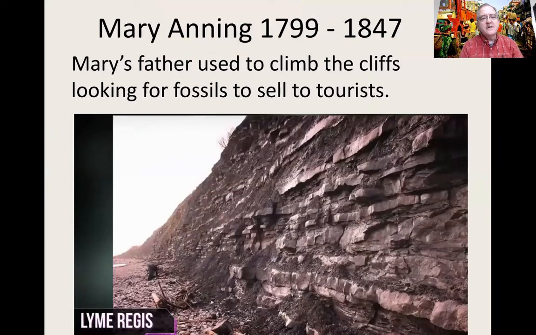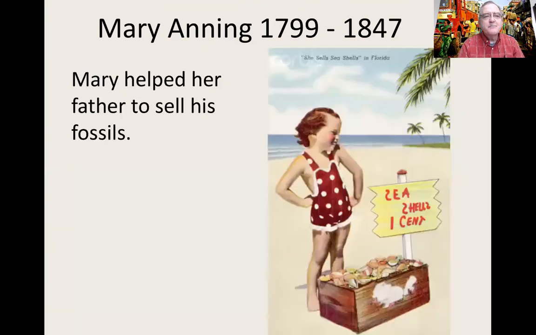Mary's father, when she was a child, used to climb the cliffs looking for fossils to sell to tourists. Now, cliffs means the mountain has been cut and there's a flat part of the mountain. Fossils means old animal remains, when the animals turn into rocks. And he was looking for pieces, bones, and fish-looking rocks to sell to the tourists.